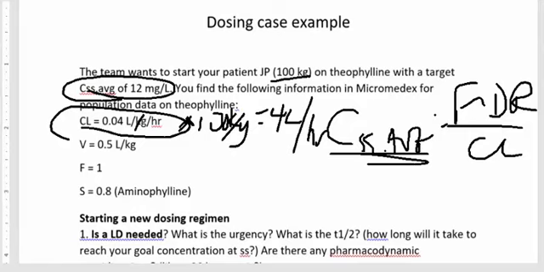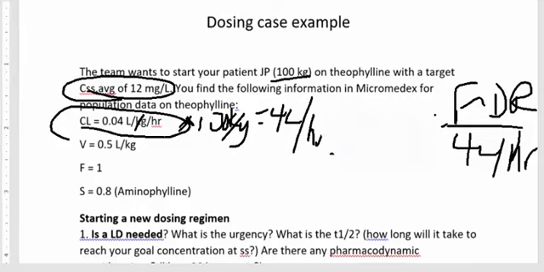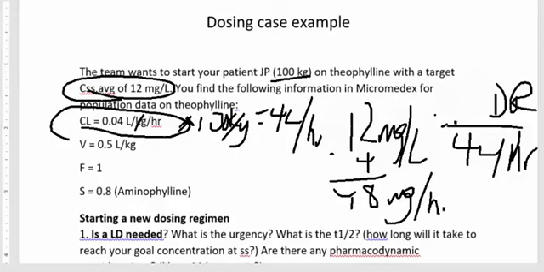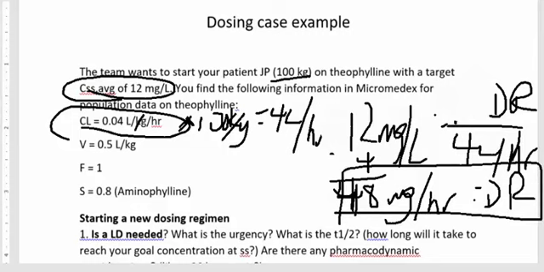So then we can come in and replace our clearance with 4 liters per hour. And we also know what our Css average is going to be, right? Our Css average, what we're targeting, is 12 milligrams per liter. We don't need to know volume for our dose rate, but we do need to know bioavailability. We have a bioavailability of 1, so we can just erase that part. So I already know that our dose rate for theophylline is going to be 12 times 4, so it's 48 milligrams per hour, isn't it? I haven't even looked to see what the problem's asking, but I know that we're going to want to give 48 milligrams per hour of this drug.